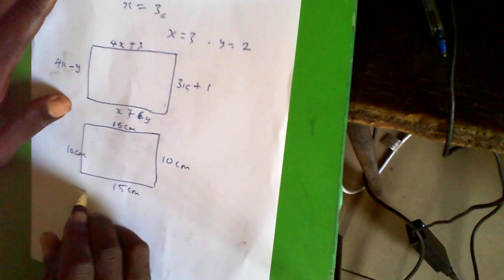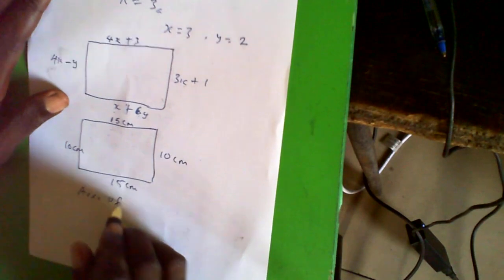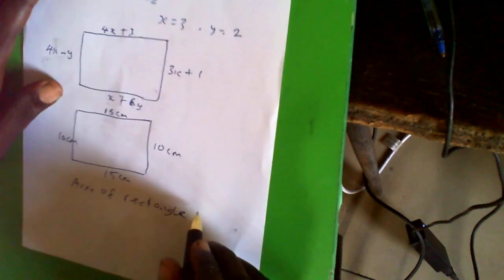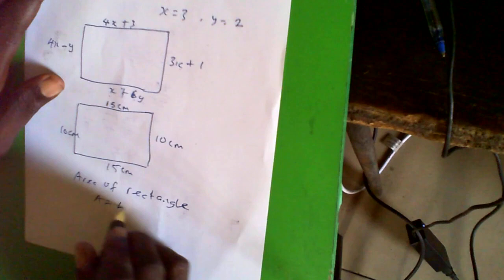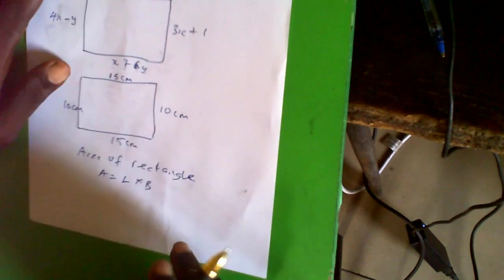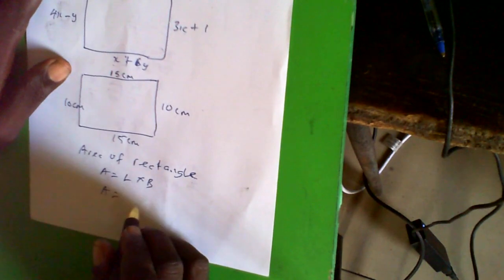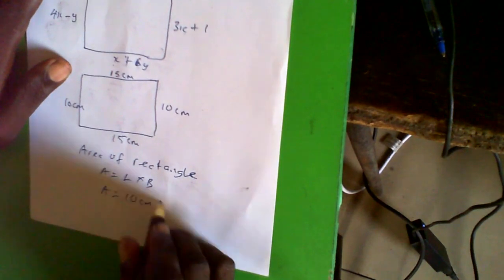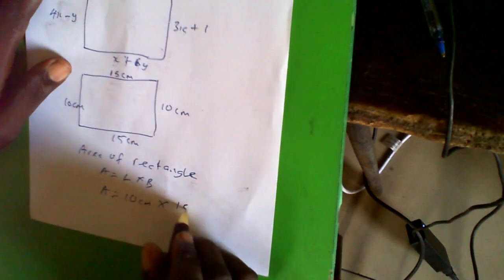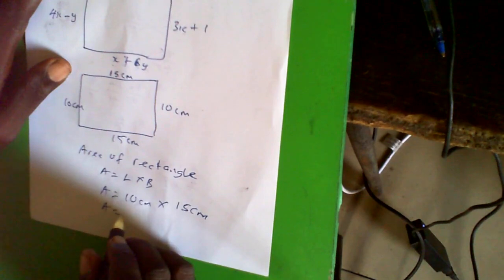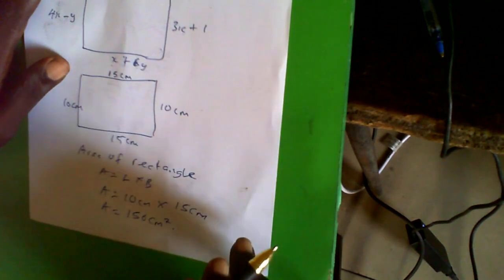And the area of a rectangle is equal to length times breadth. The length here is 10 centimeters and the breadth here is 15 centimeters. So to get the final answer, it will be 10 times 15, which equals 150 centimeter square. So that becomes our final answer.